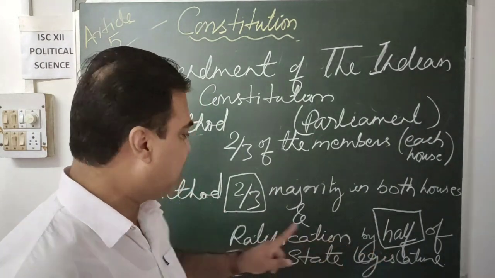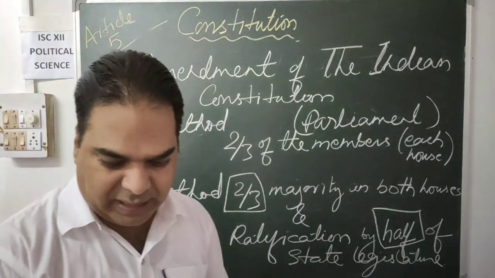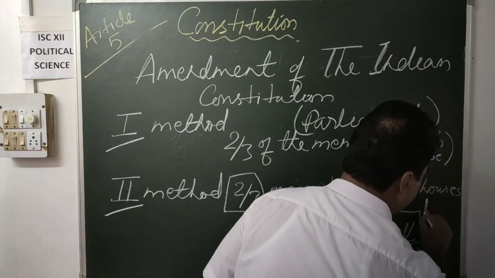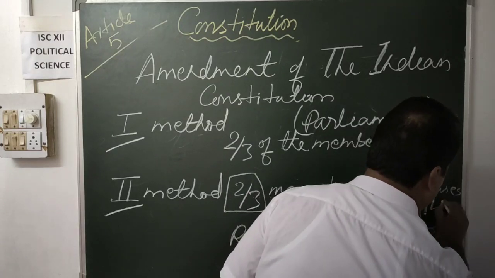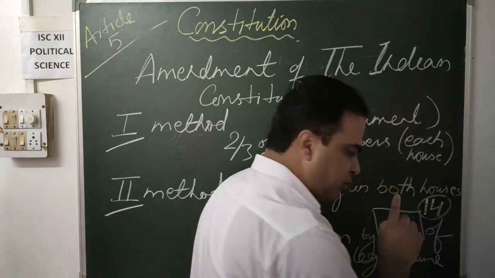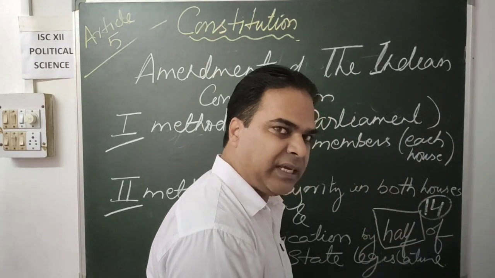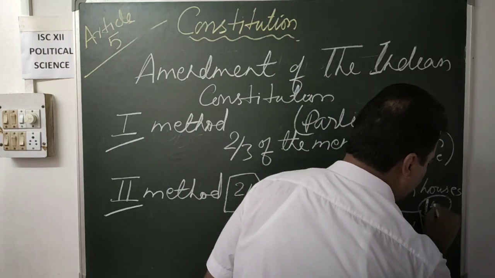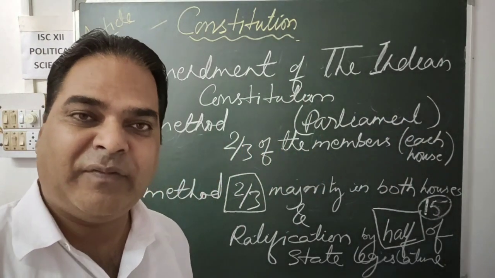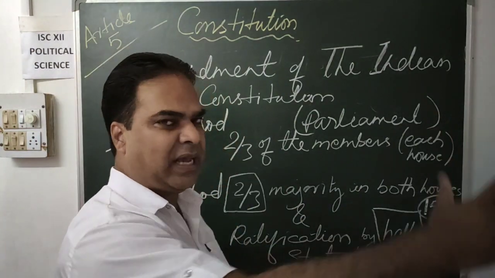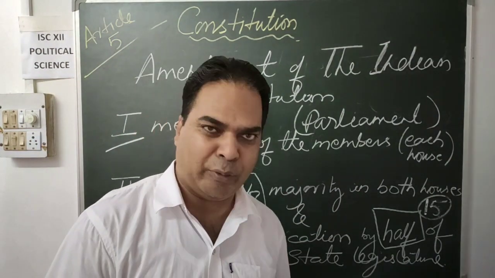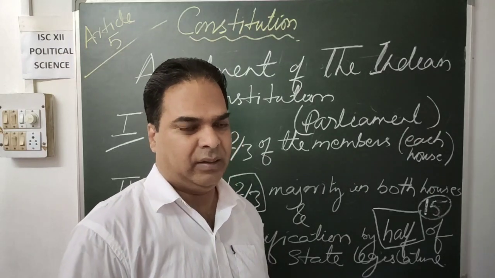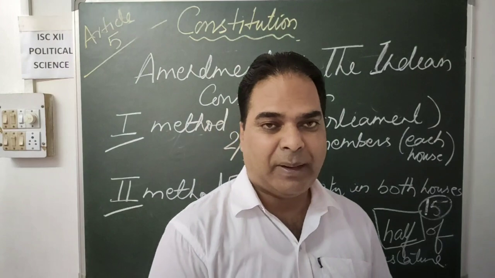Half means how much? Let me write it over here. Half means how much? 14. Okay. So 14, 28. So one more state is added. No. So let us make it 15. Okay. So 15 of the states give the approval. Ratification means approval or to agree. So that is all about ratification.